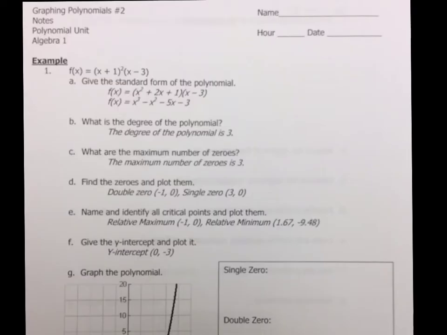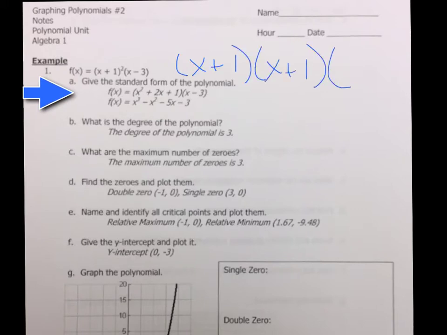So we have this polynomial right here. Here's my polynomial, x plus 1 squared multiplied by x minus 3. I have to put it in standard form, which means I have x plus 1 times x plus 1 times x minus 3. So I could double distribute the x plus 1 times x plus 1, then multiply it again by x minus 3.